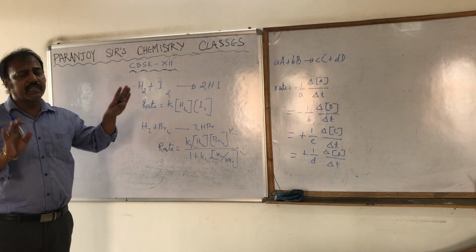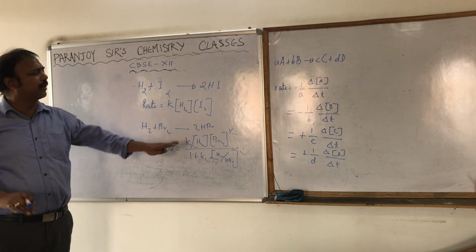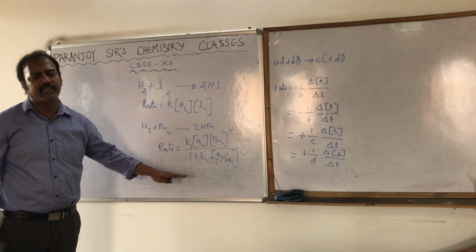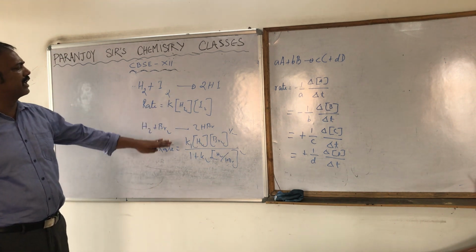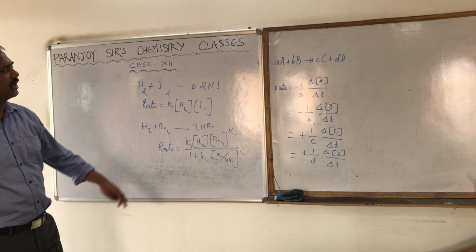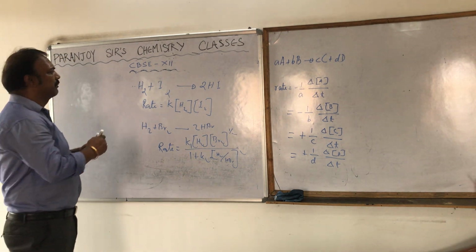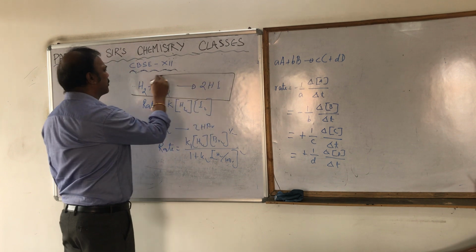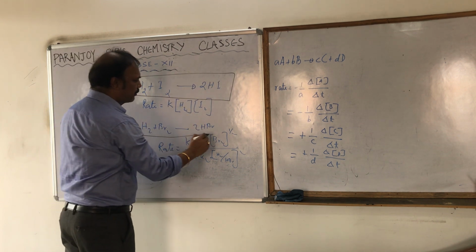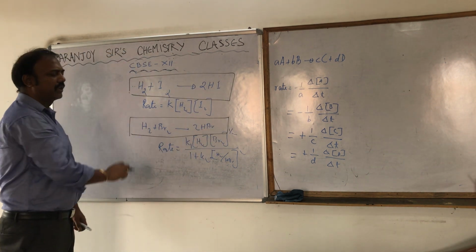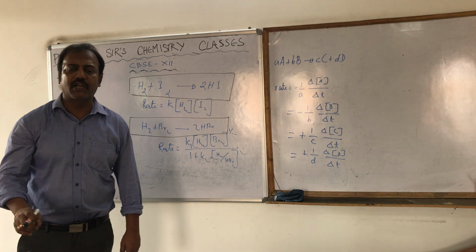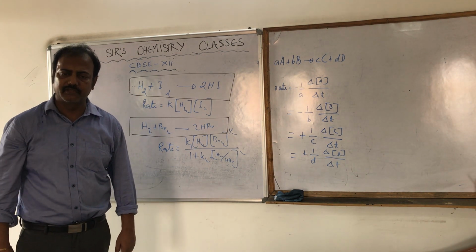So why did I write this? Again I am saying, no need of writing this even. You don't write it also. Why had I written these two particular equations? Two exactly similar equations: H2 plus I2 producing twice HI and H2 plus Br2 producing twice HBr. Their rate expressions are completely different.